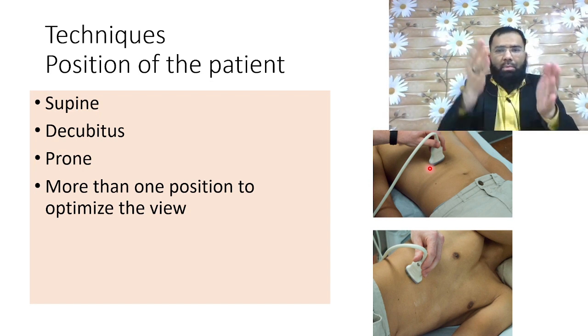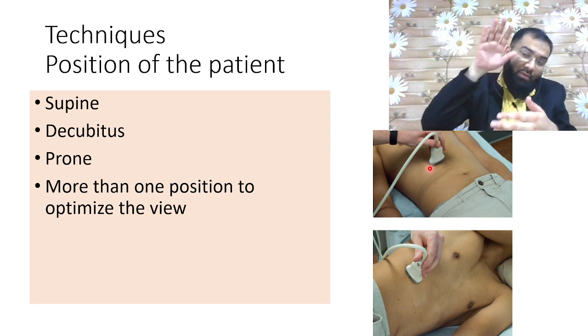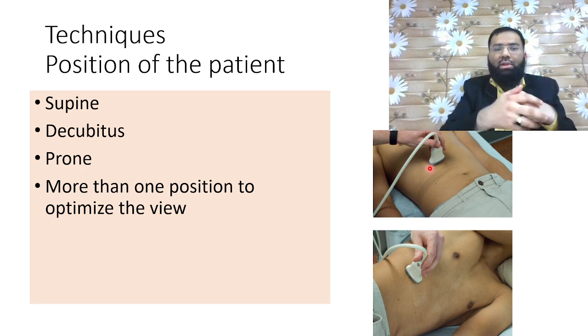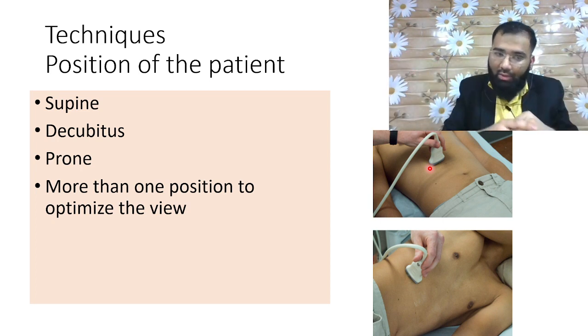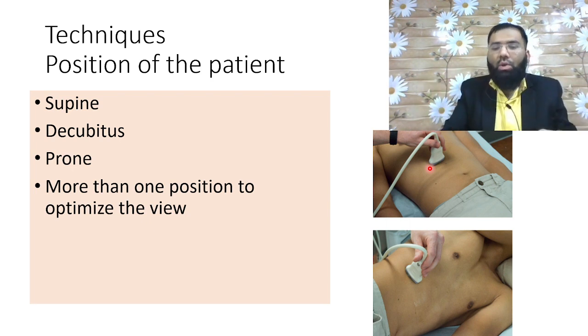So you can put the patient in supine position, D-cube position, or even prone position. In fact, prone position is very easy because you will locate the kidney more easily, as it is retroperitoneal. Or you can sometimes use a combination of these positions to optimize your view.